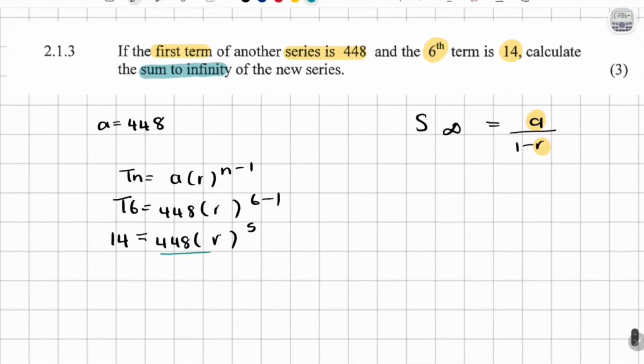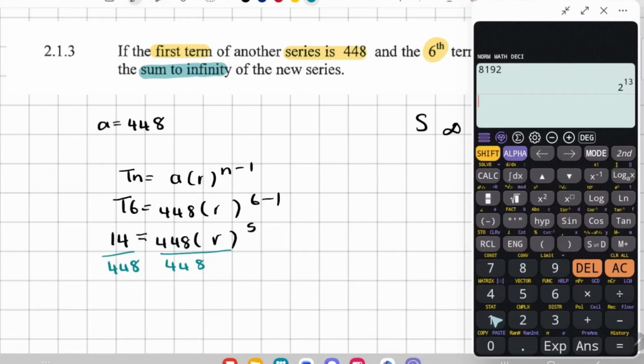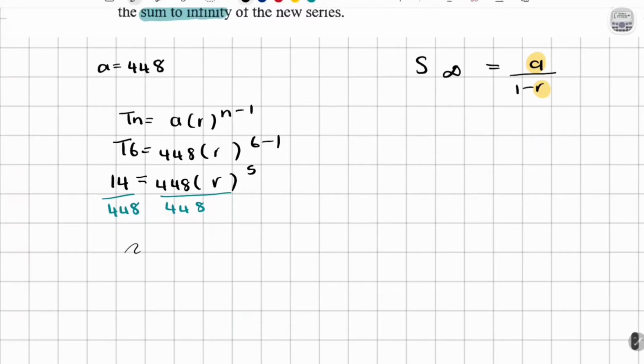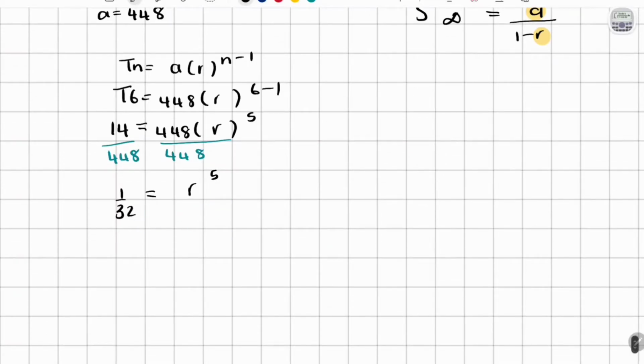Then we divide both sides by 448, and now we get 14 over 448. What does that give us? 14 over 448 is, I'll put it as a fraction, 1 over 32. And this is equal to r to the power of 5. Just remember with these, we don't have to make the bases the same. We just have to solve for r. We need to get rid of the 5.